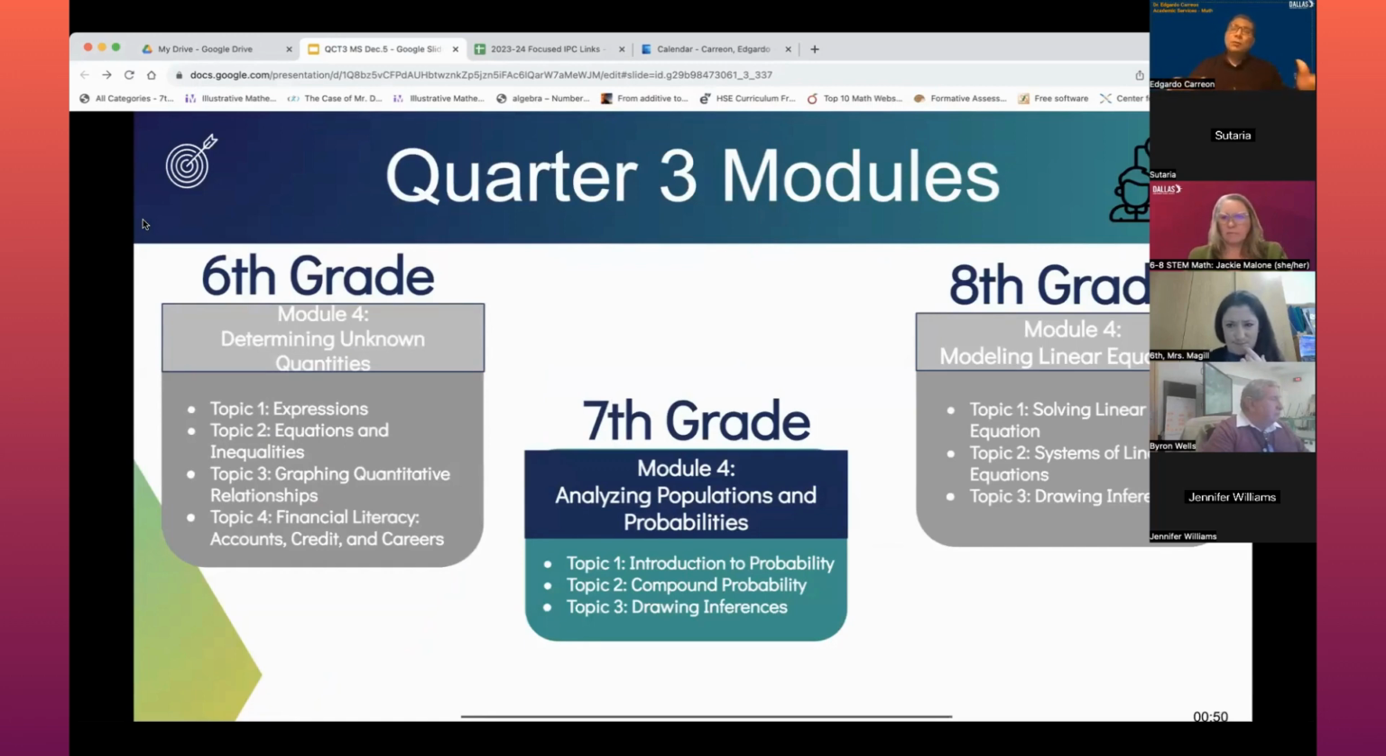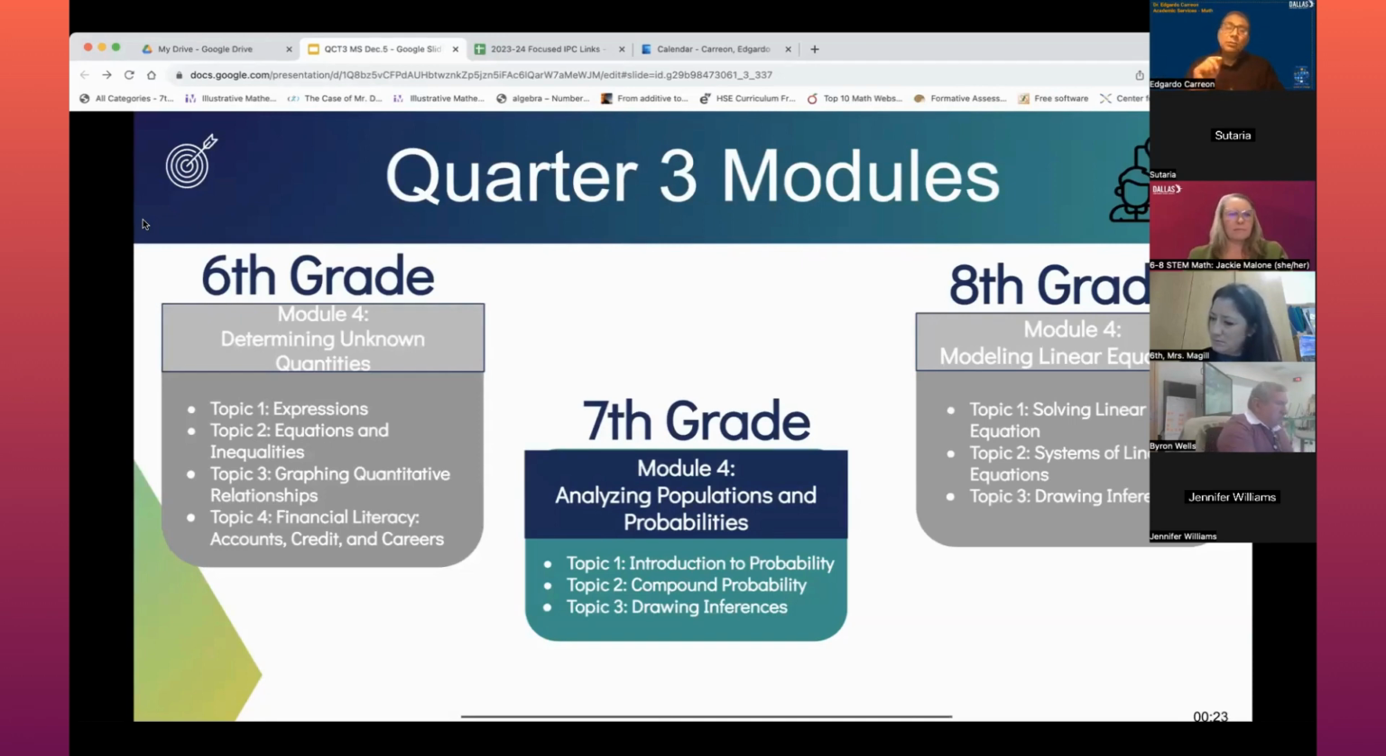And our focus for quarter 3, keep in mind, will be mostly module 4 for 6 through 8, including the honors. Most of them are going to be addressing module 4. But at the beginning of quarter 3, we may have some module 3 lessons or topics still to teach, but it's mainly module 4.